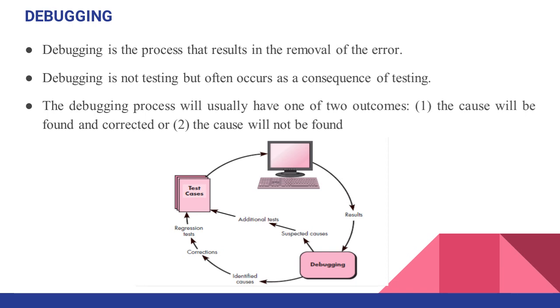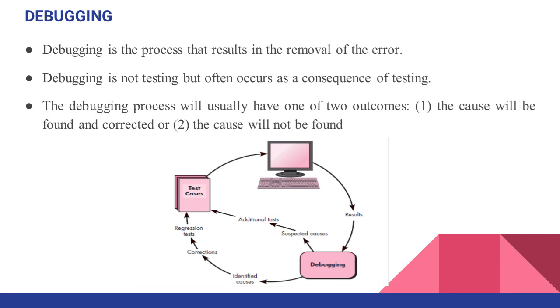Referring to this figure, the debugging process begins with the execution of a test case. Results are assessed and a lack of correspondence between the expected and actual performance is encountered. In many cases, the non-corresponding data are a symptom of an underlying cause as yet hidden. The debugging process attempts to match symptom with cause, thereby leading to error correction.